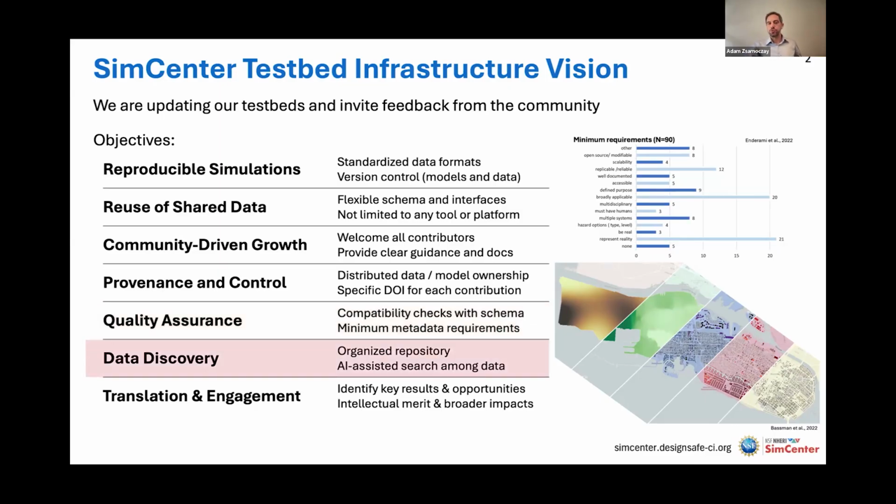So that kind of quality assurance is important. And another thing for the users of the testbed is to make it easier to discover the data. It's not enough to just have a repository where everybody throws in a folder and then we have a lot of folders and nobody really knows what's in there. It would need to be a little more deliberate and a little more organized than that. But we believe that AI has a role here.